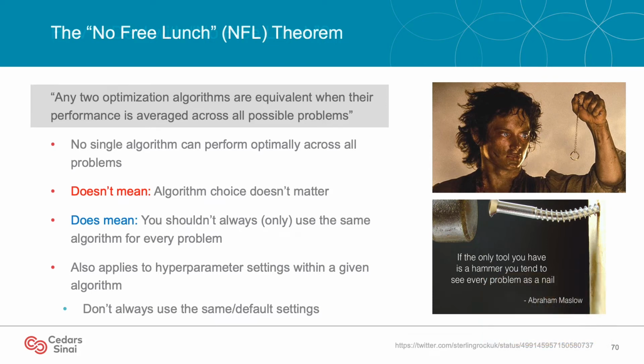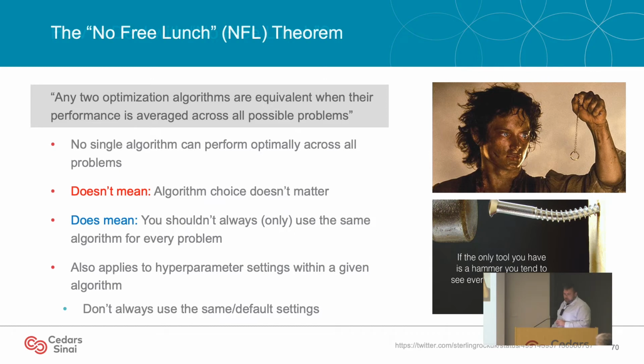This also applies to hyperparameter settings for a given algorithm. Don't always use the same settings. If something worked well for one problem, that doesn't mean it's going to work for another one, even if it has the same number of instances and features. Don't always use the default settings for hyperparameters.